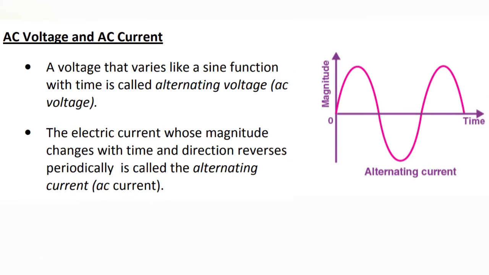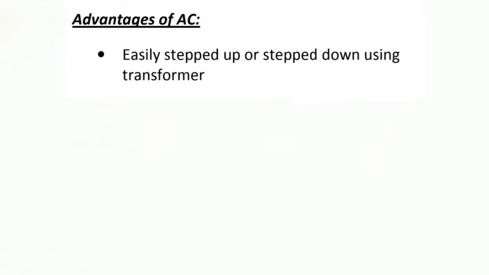AC current. The electric current whose magnitude changes with time and direction reverses periodically is called the alternating current or AC current. Advantages of alternating current.